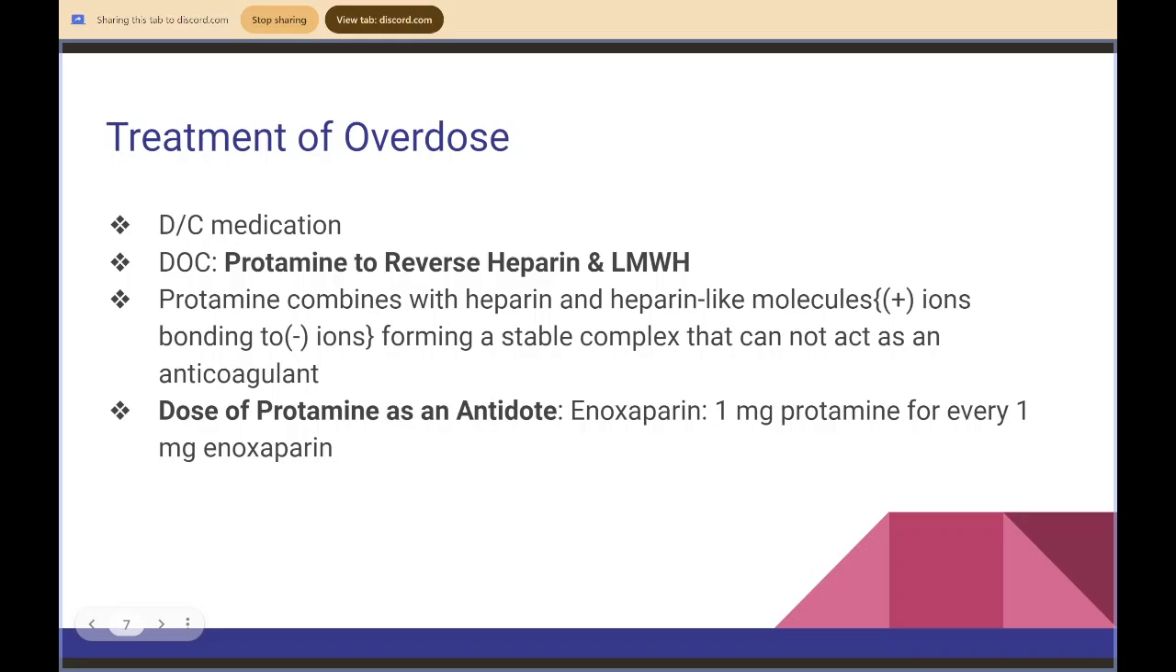Now, for the treatment of overdose, you're going to discontinue the medication, and the drug of choice is going to be protamine. And protamine combines with heparin and heparin-like molecules, forming a stable complex, and therefore there is no anticoagulation action. And for every milligram of enoxaparin that you give, you'll give 1 milligram of protamine.